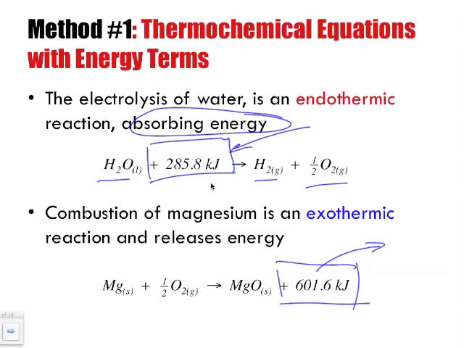So in an endothermic reaction, we have our value on the side of the reactants. And in an exothermic reaction, we have our value on the side of the products. Because it's when the products actually form that the release of that heat is going to occur.